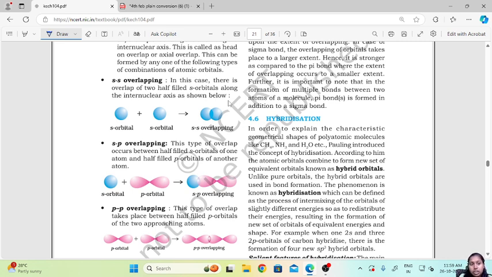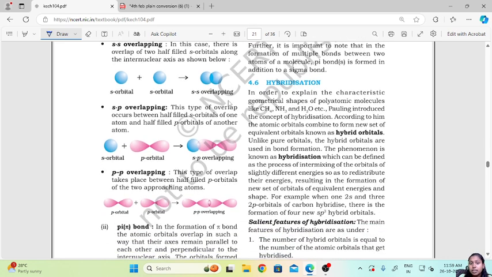Now, in our previous class, we have seen about the VSEPR theory and valence bond theory. Then we have also seen about one more theory, that is molecular orbital theory. Now, before doing the molecular orbital theory, it is important for you all to understand what is hybridization.